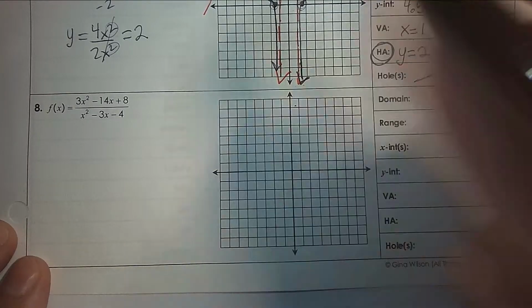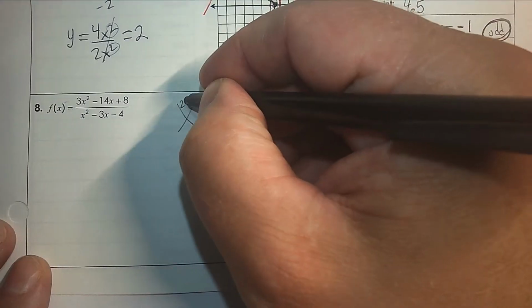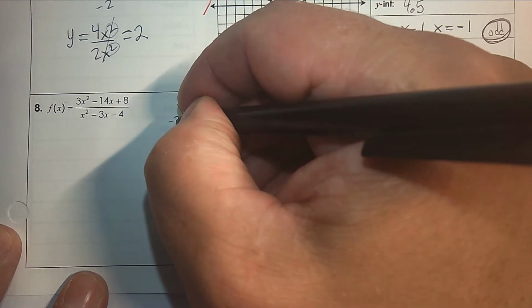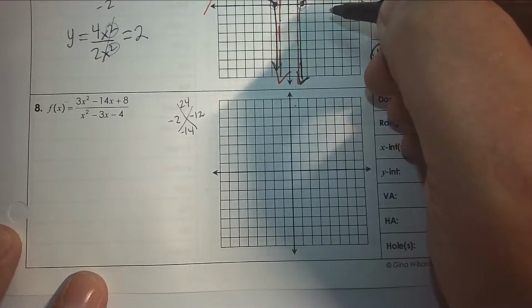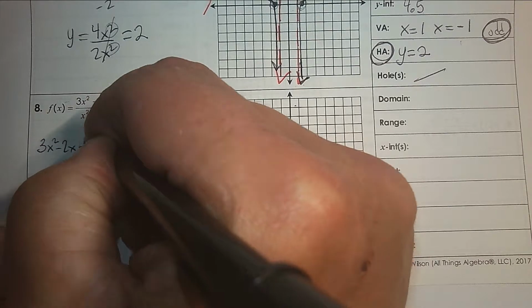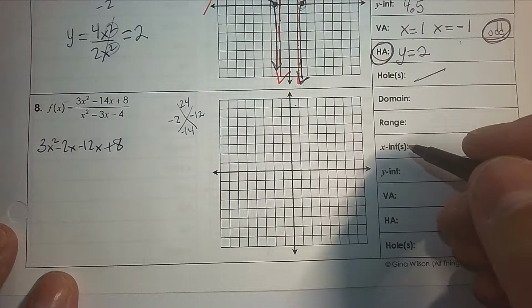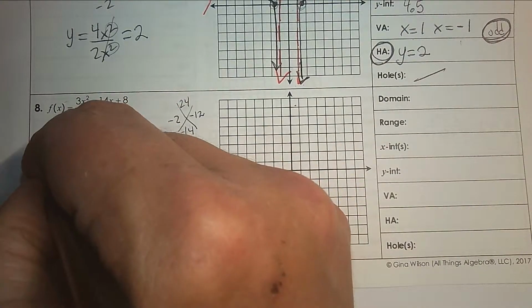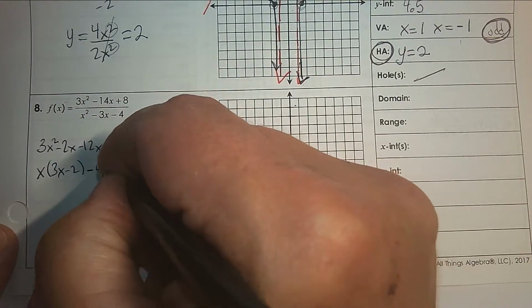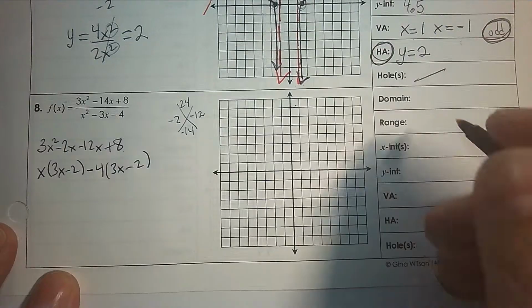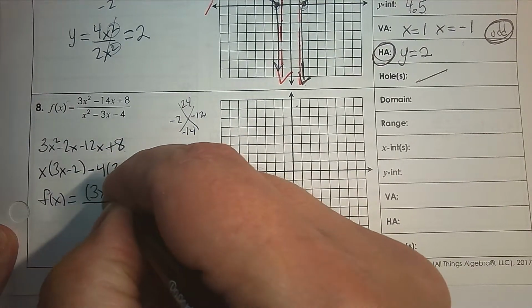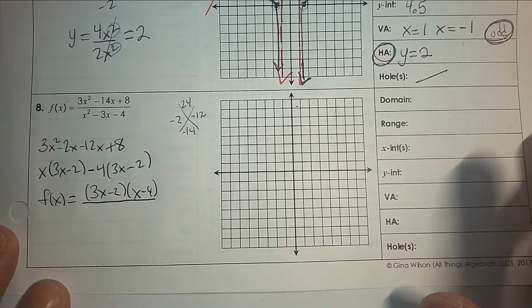To factor this, we're going to go 3 times 8 is 24, and negative 14. The two numbers that multiply to 24 and add to negative 14 are negative 2 and negative 12. So I'm going to substitute out the negative 14 and put in negative 2 and negative 12. And then I'm going to factor by grouping. So I'm going to group the first two, and I'm going to group the next two. And now I can factor it. So one factor is 3x subtract 2, and the other factor is x subtract 4.